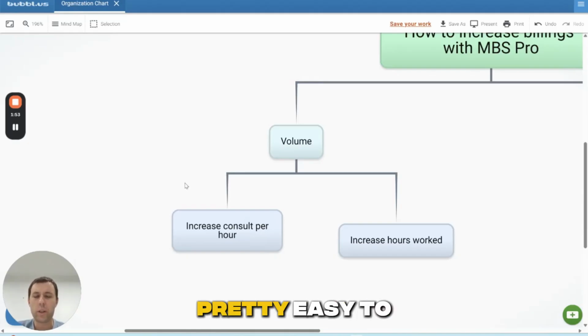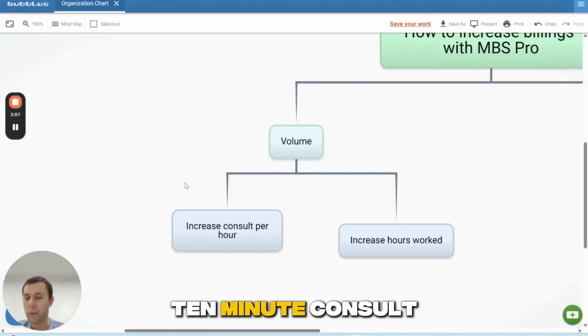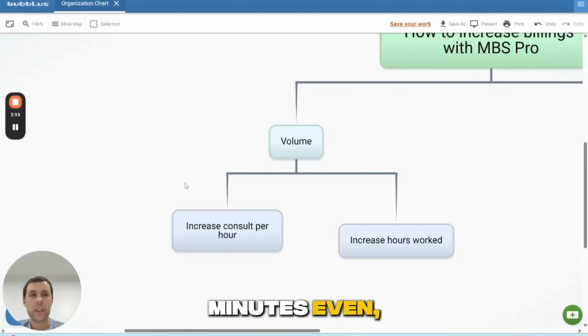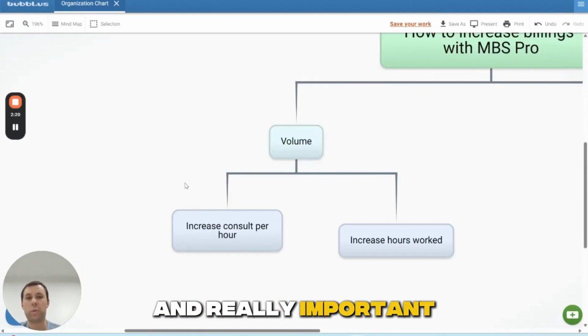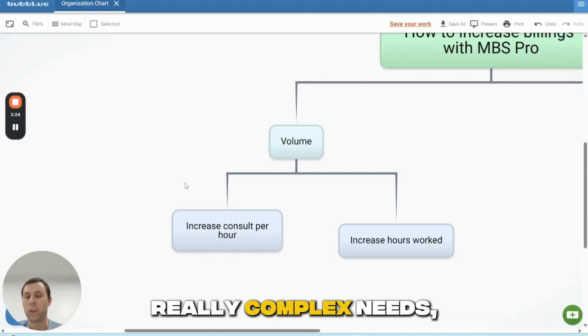This side of the chart is pretty easy to explain, pretty easy to understand. It's just if you do more, you will earn more. There are positives and negatives for that. We know that not all patient care can be siloed within a 10-minute consult. There's a lot of really high value care that takes a longer time, longer than 20 minutes, longer than 30 minutes even, and that sort of care is really important to our healthcare system and really important to a subset of the population that have really complex needs.